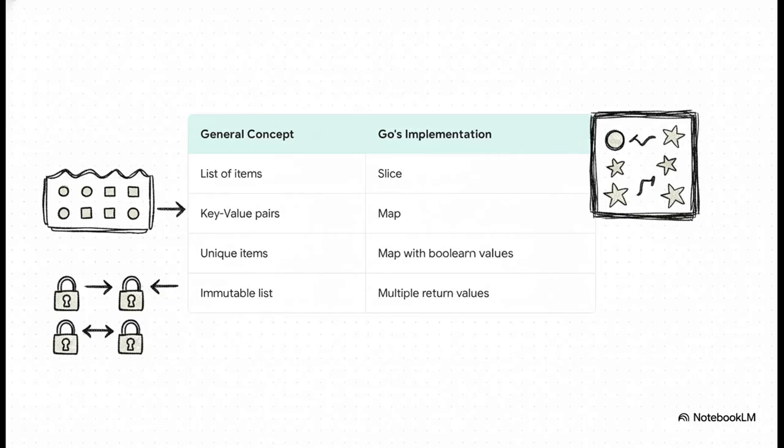Now, here's a quick heads up, especially if you've seen other programming languages before. Go sometimes uses its own names for common ideas. For example, if you're used to a list of items, in Go, that's called a slice. If you're looking for what some languages call a dictionary, in Go, that's a map. The concepts are exactly the same, they just have a different name tag.